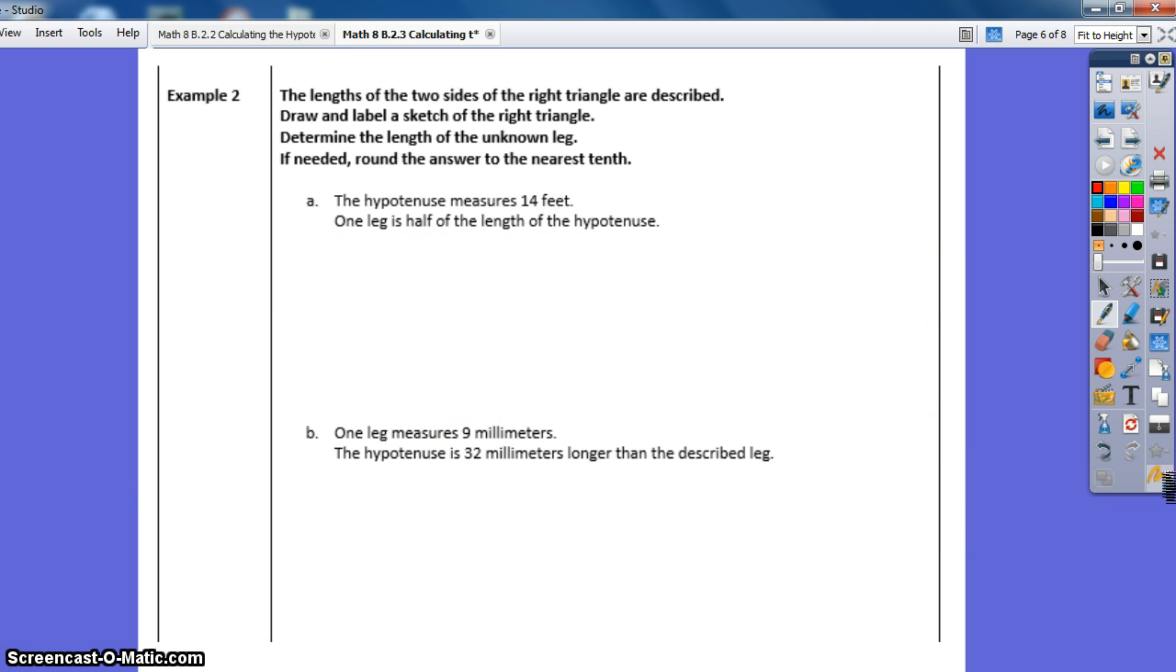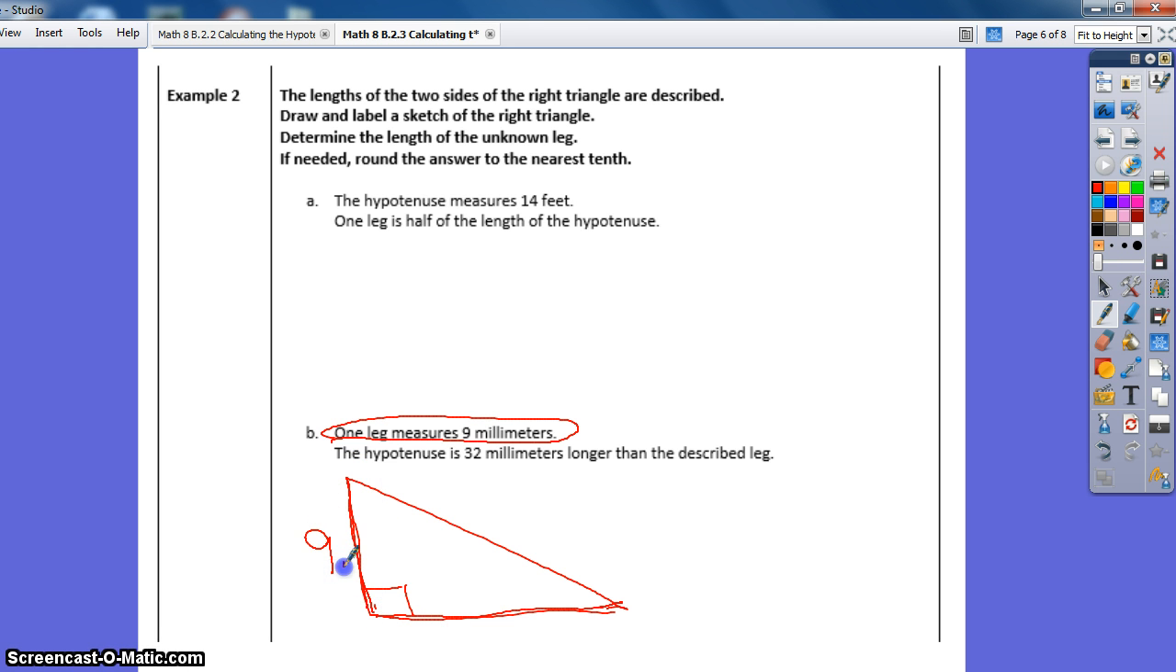All right, now, this is the one that got me earlier. See if it gets you. Label your triangle. See if I can get mine right this time. This one's easy. One leg measures 9 millimeters. Which one do you want me to label 9, vertical or horizontal? Vertical. Okay, I hear vertical. This one is 9 millimeters.